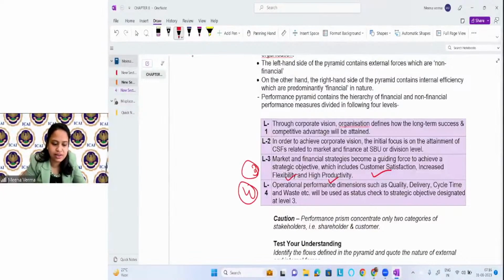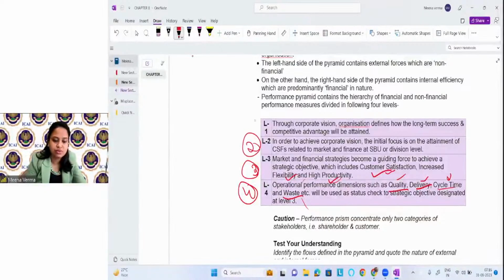In fourth level, they have mentioned the quality, what you are delivering to the customer, cycle time and waste. We have learned, we want to reduce it, right? We want to reduce the waste, we want to reduce the cycle time, we want to improve the delivery, we want to improve the quality, right? We want to increase the customer satisfaction, increase the flexibility and high productivity, right?